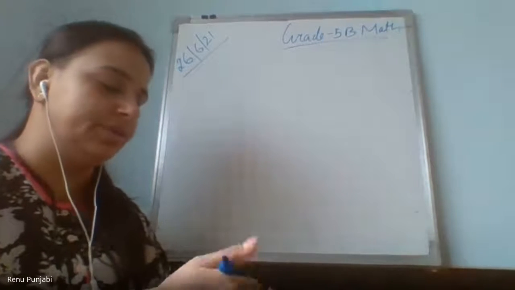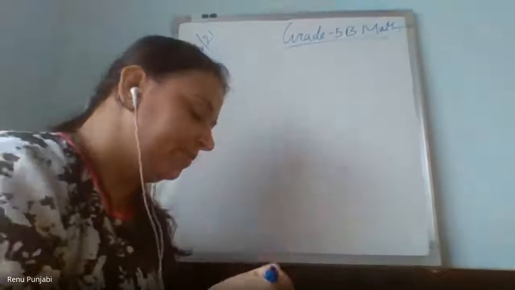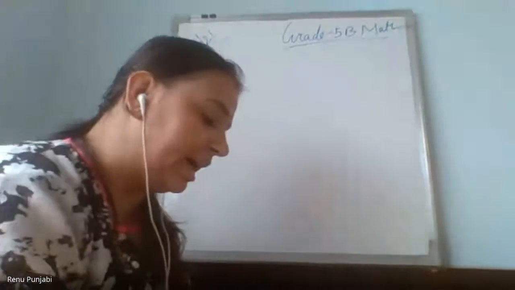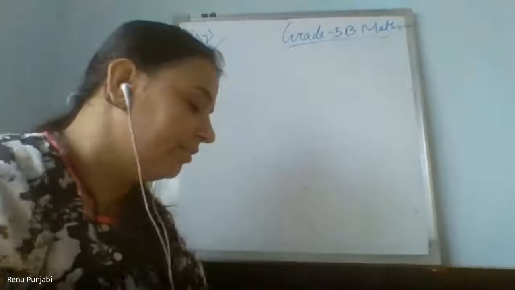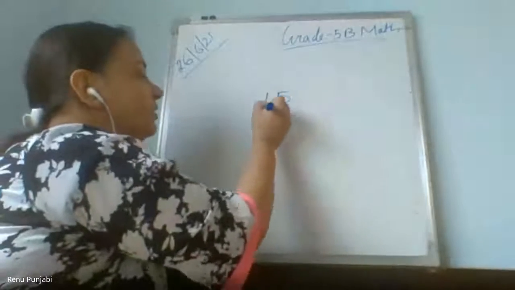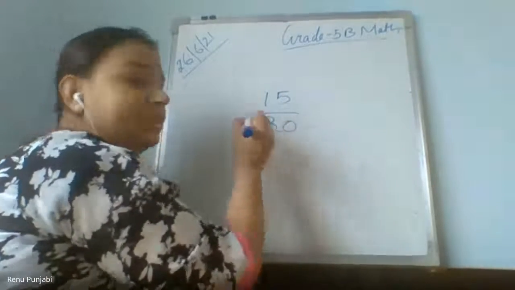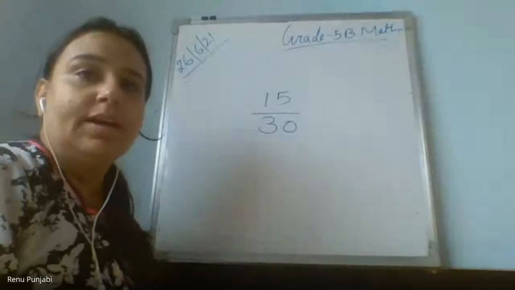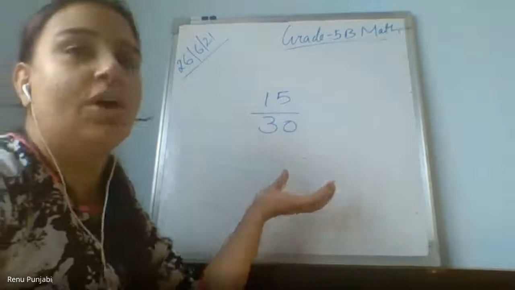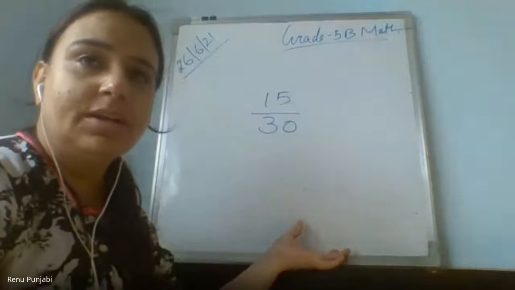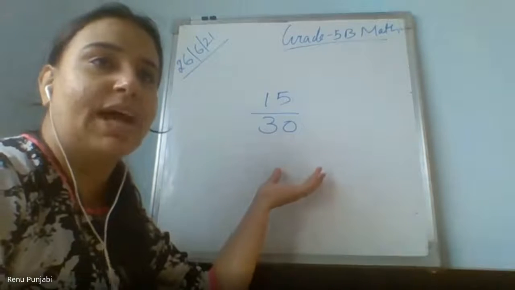So children, we are going to do today's topic now. If I give you any fraction, for example, 15 upon 30, this is the fraction. If I give you 15 upon 30 and I tell you to make it a short fraction, can anyone try how to make this fraction short?